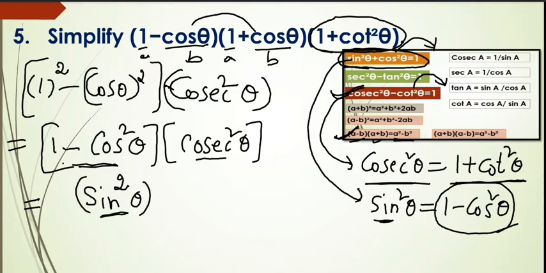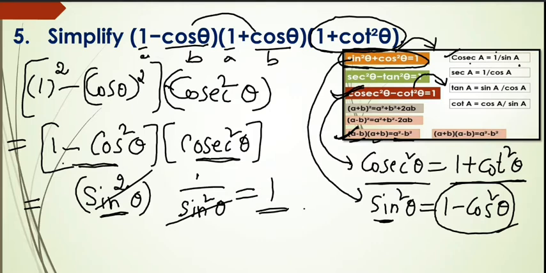Observe this is cosec θ. Cosec θ can be written as 1 by sin θ. So cosec A is equal to 1 by sin A. So cosec θ is 1 by sin θ. Squared is there, so we can write 1 by sin² θ. So this sin² θ will get cancelled. We get 1. Like this we have to simplify the problems.